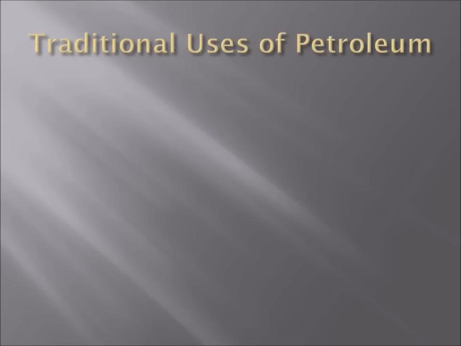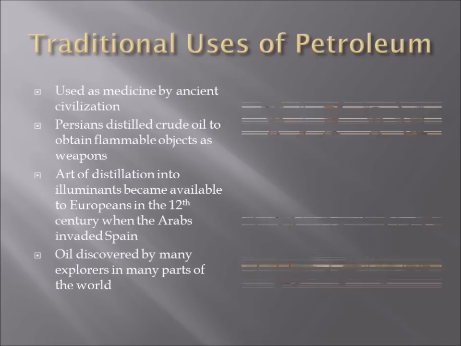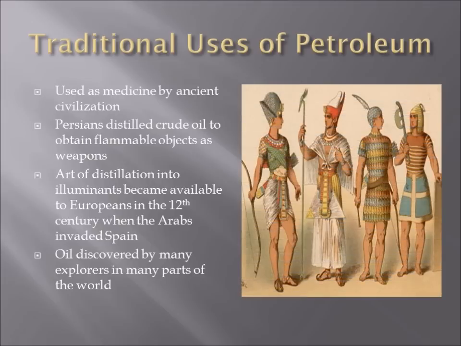Now let's go back in time and take a look at some traditional uses of petroleum. Back in the times of the ancient Greeks and Egyptians, petroleum was used as medicine. The Persians then distilled crude oil to obtain flammable objects for weapons. The art of distillation into luminance became available to the Europeans in the 12th century when the Arabs invaded Spain. During the times of colonization, oil was discovered by many explorers in many parts of the world.